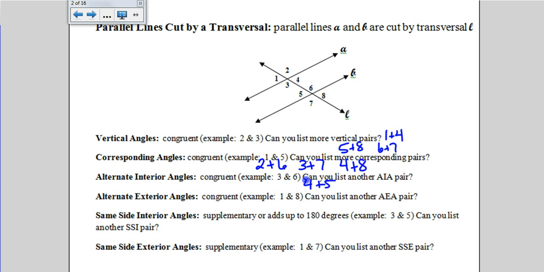Now, there's also something called alternate exterior. So they're still on alternating sides of the transversal, but this time they are on the exterior of the parallel lines. So the example I can give you are 1 and 8. So the other pair of alternate exterior would be 2 and 7.